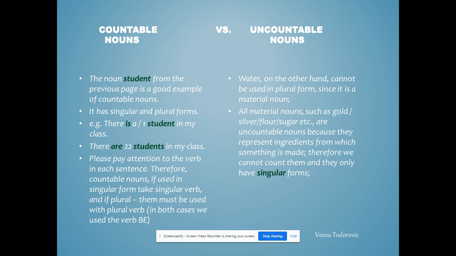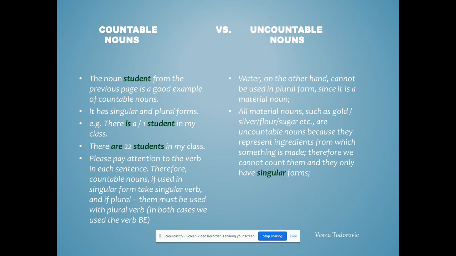Now, be careful about the verb form used with singular or plural countable nouns. So in the first example, we have the verb being singular because the noun is singular. And in the second one, there are 22 students. The verb are is plural because we have 22 students.